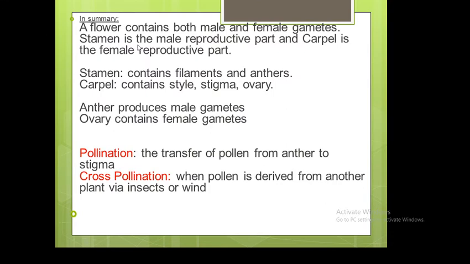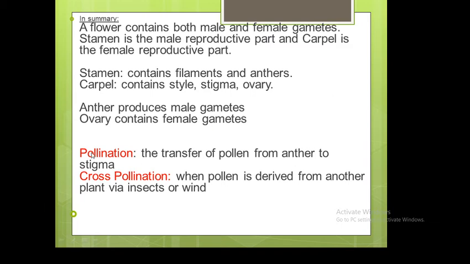Okay, the flower contains both male and female gametes. The stamen is the male reproductive part and the carpel is the female reproductive part. And we said that stamen, this is a summary, okay, contains the filaments and the anther. Carpel contains the style and stigma and ovary. So anther is the male gametes, ovary is the female gametes.